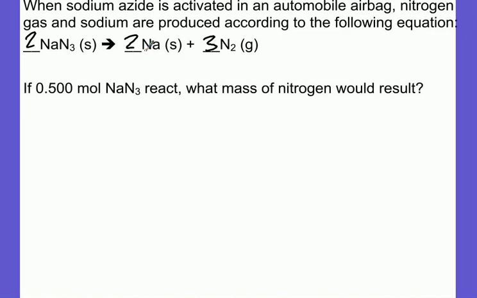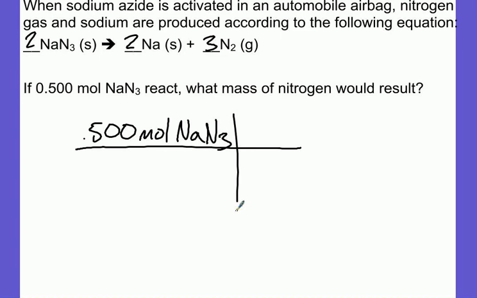But then you get into the actual stoichiometry. If I start out with half a mole of sodium azide, what mass of nitrogen would I make in the end? So I need to start out with what I'm given, 0.500 moles. And just like that last problem, if you have moles, you just need to change it into moles of the other stuff. So my ratio in this case, since I want nitrogen, is a 3 to 2, because there's 3 moles of nitrogen for every 2 moles of the sodium azide.